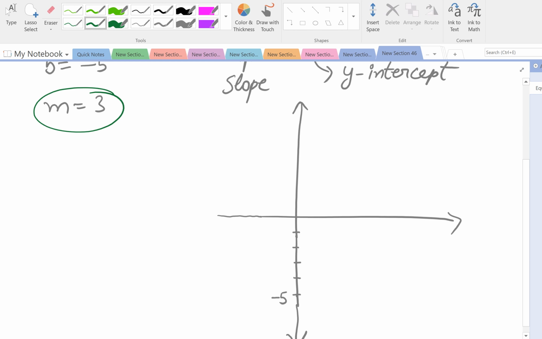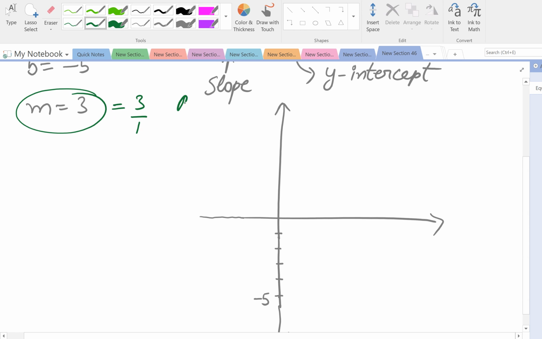So your slope is basically 3, and I can write 3 equals 3 over 1. You know that, right? Because 3 over 1 is just 3. So you go one towards the right. We rise by 3, and then we run by 1. So from -5 we rise by 3: 1, 2, 3, and then we run by just 1, which is right here.